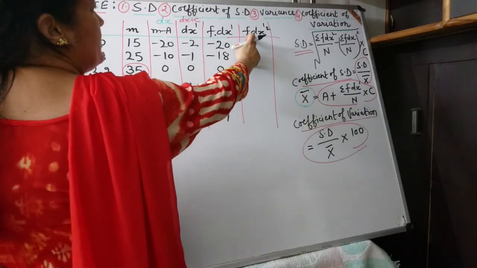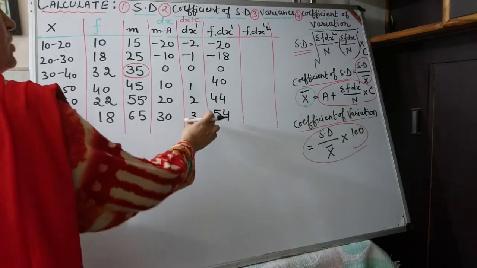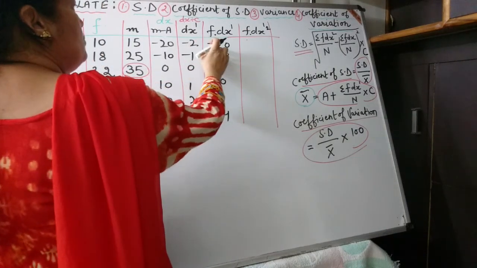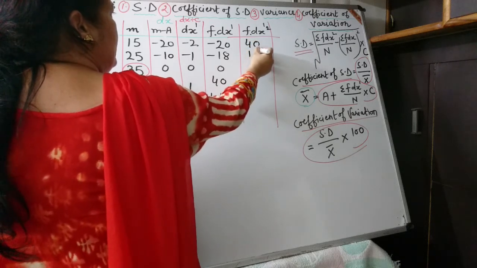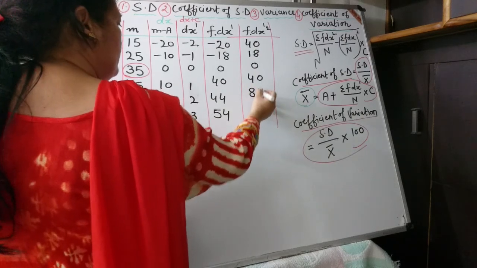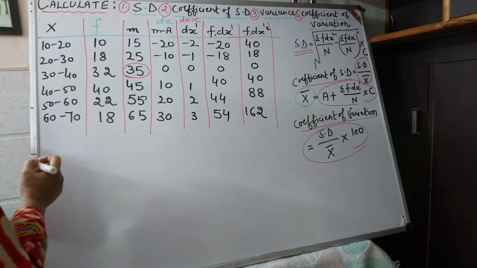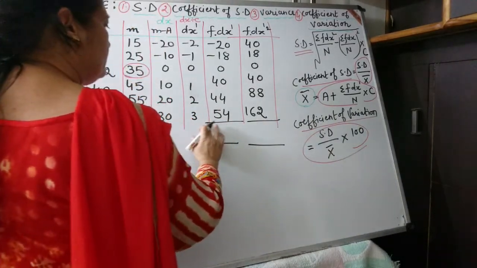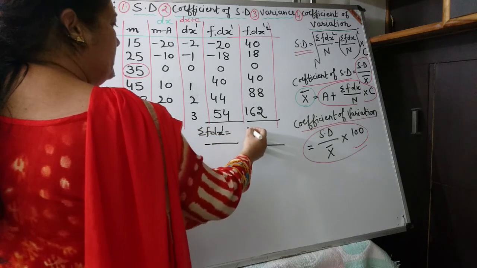Because we have to calculate standard deviation, f dx dash square is also required. So the last two columns will be multiplied. It will be minus 2 multiplied by minus 20, it will be 40, 18, 0, 40, 88, 162. So these all are the calculations, and then we have to sum up sigma f dx dash and sigma f dx dash square.